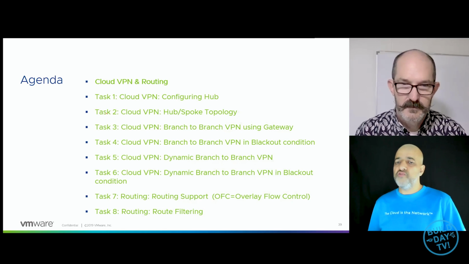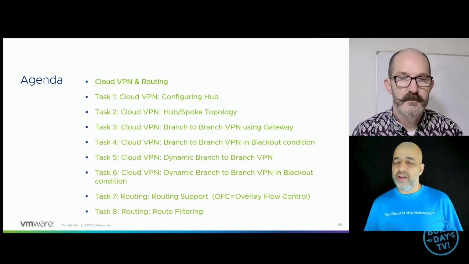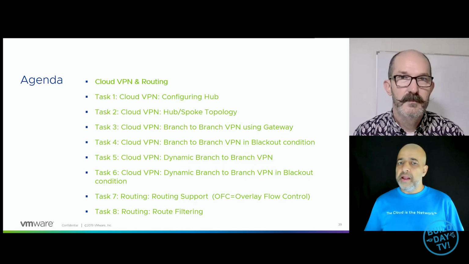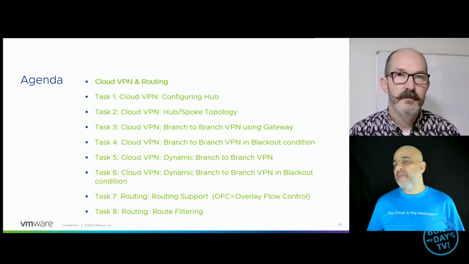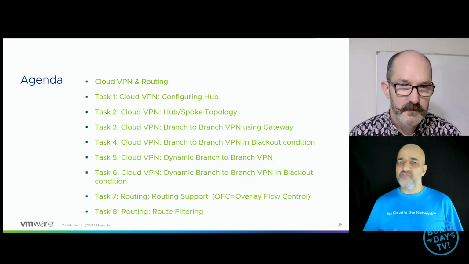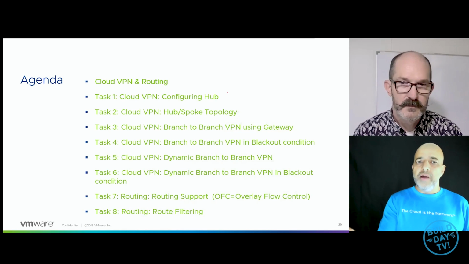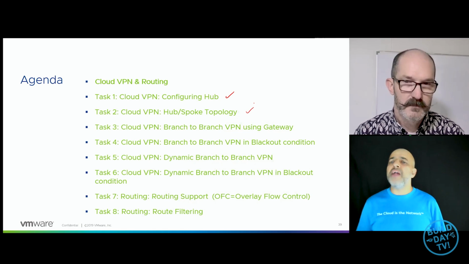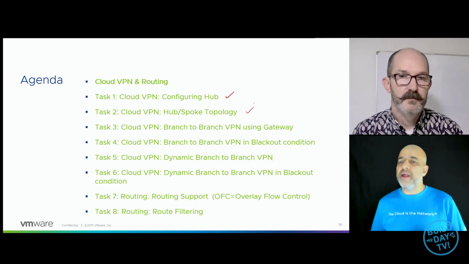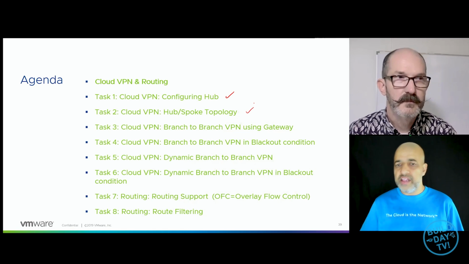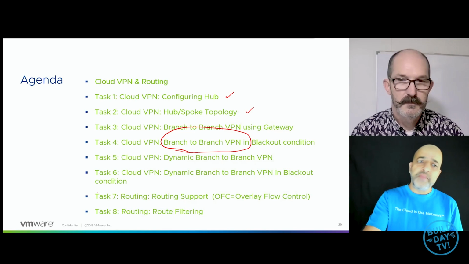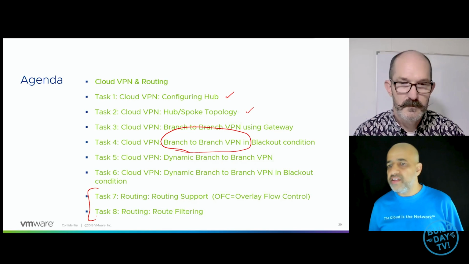If a customer wants a hub and spoke topology, where they have their workloads sitting in the data center and they want to access them from their branches, so branch to hub, branch to data center, that's where we'll be covering task 1 and task 2. Then we'll be building a branch-to-branch VPN so that two branches can talk to each other, either using the gateway or hub side, or maybe dynamic branch to branch. And then tasks 7 and 8 are dedicated to routing.